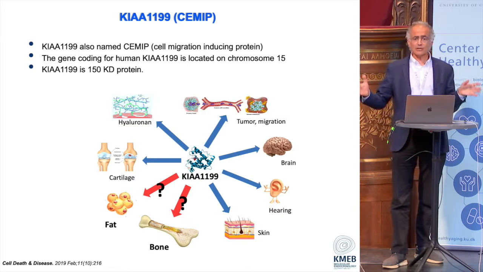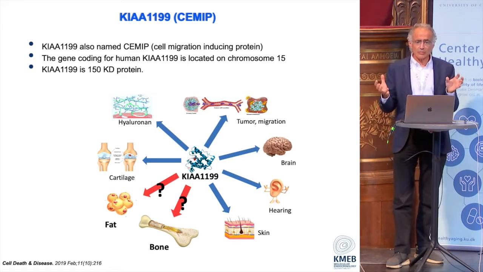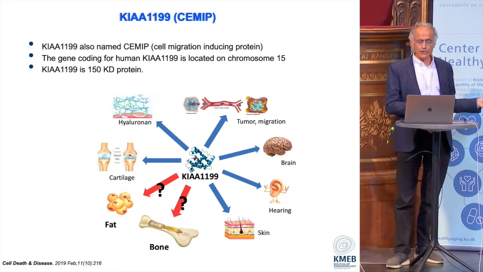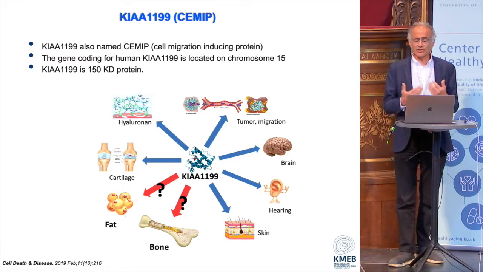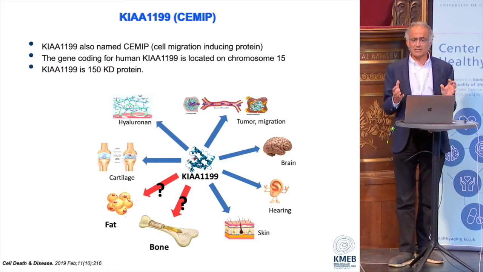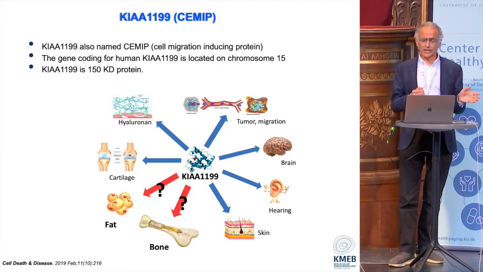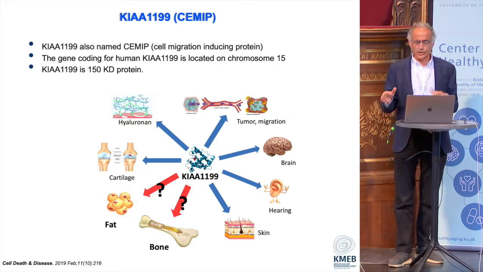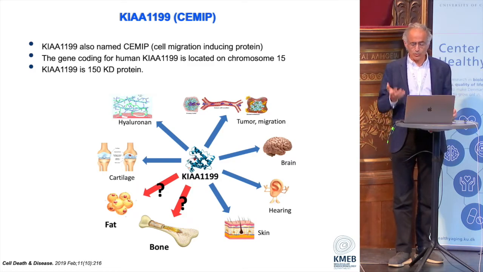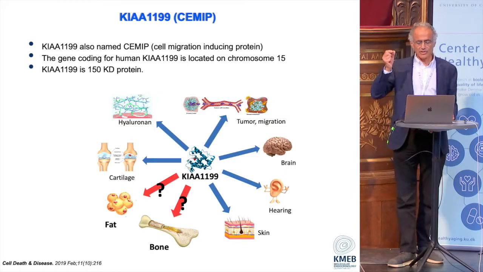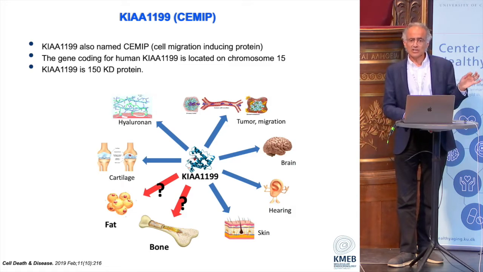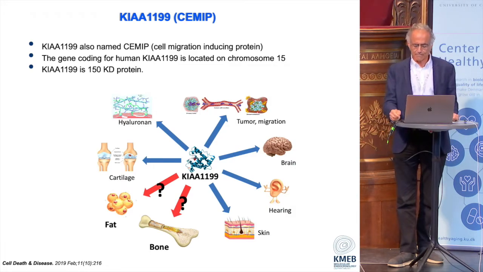And of course, you get this long list of factors, so we needed to make some choices. I show you here one example. It's called KIAA1199. It's a secreted factor that is known to play a role in extracellular matrix remodeling. It plays a role in cancer biology, cell migration, cell motility. It also has a role in the brain, in hearing. There is a human disease where a defect in this gene leads to deafness, but its role in bone is not known. And this is why we focused on this factor.